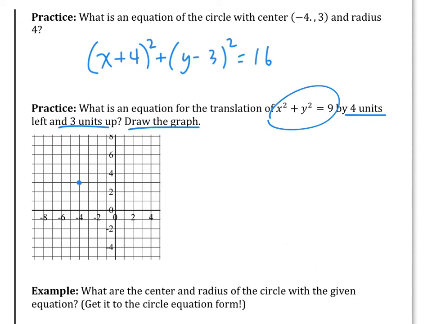Notability makes it really easy to draw a circle, but if you didn't know how to draw a circle, what you would do is first figure out the radius, which in this case is 3. So you go right, up, left, down, and they're all 3 apart, and then you just draw a circle. And then the equation is x plus 4 squared plus y minus 3 squared equals 9.